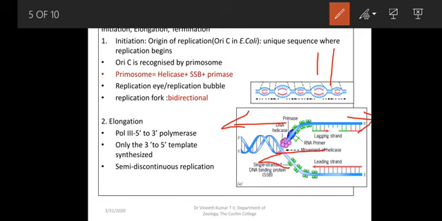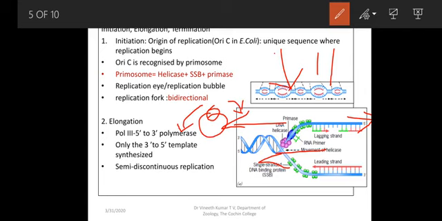In the case of prokaryotes, prokaryotes have circular DNA. In such a case, as we saw in eukaryotes, which have multiple replication bubbles with multiple replication eyes or replication regions, prokaryotes with a circular DNA will have only a single replication bubble with two replication forks, and they will be proceeding with replication in two different directions. So this is the process which is called initiation.